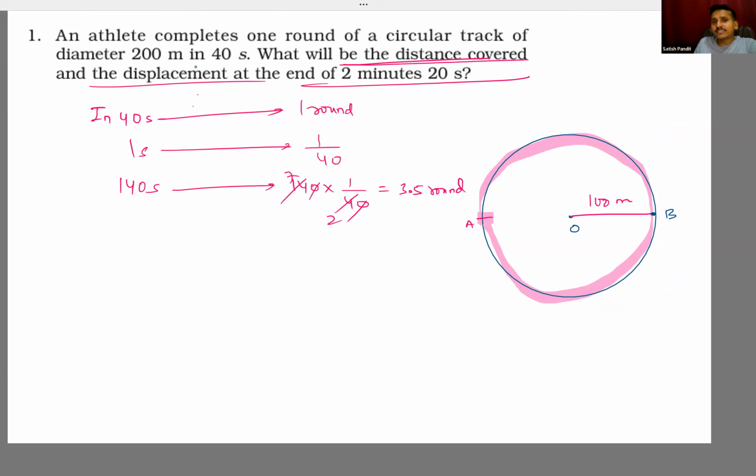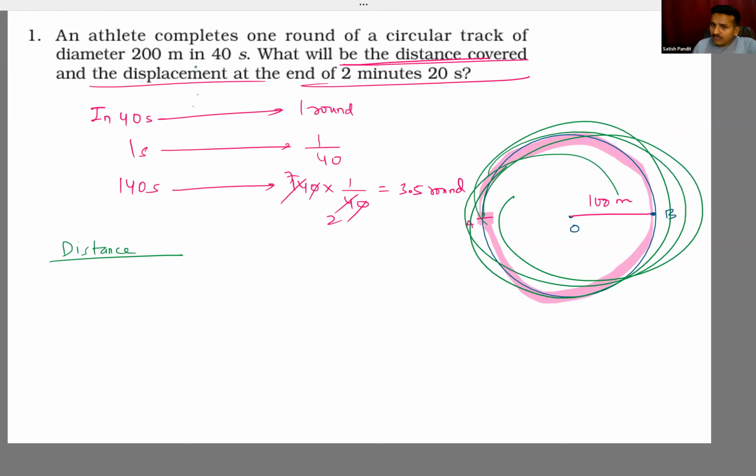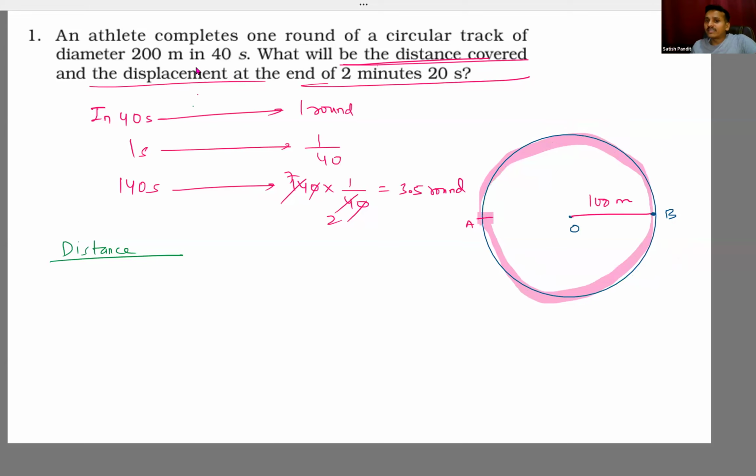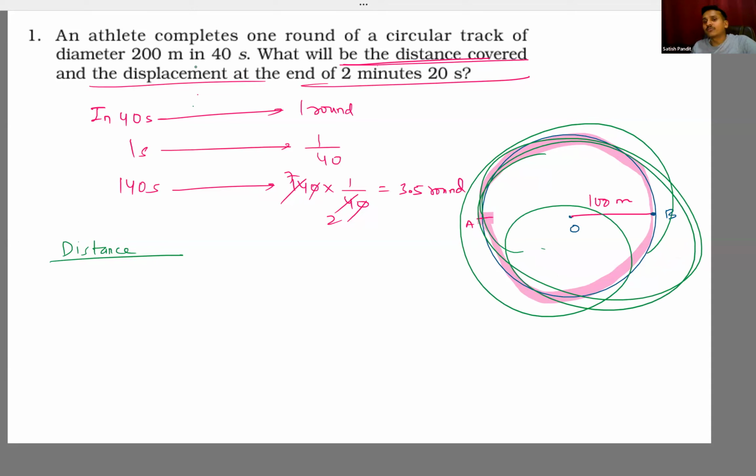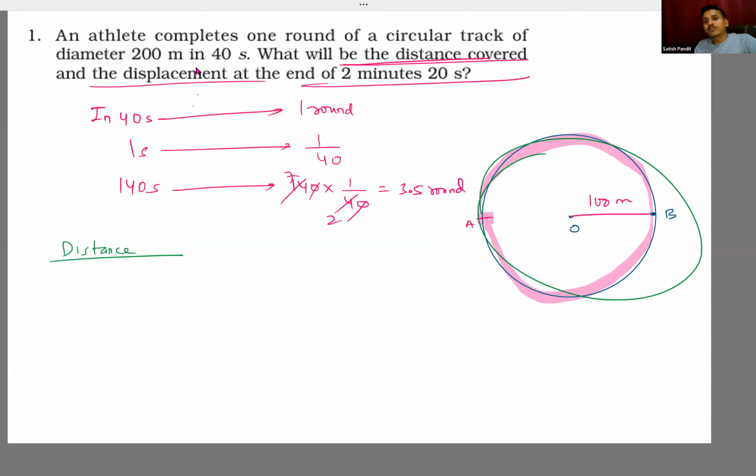So we have to find the distance covered and displacement. See, distance covered means what? Length of the path. So 3.5 rounds the person is covering. Distance traveled means the total path which is covered, right? Total path is first 1 round, then another round, then another round, and then half a round. So totally 3.5 rounds.